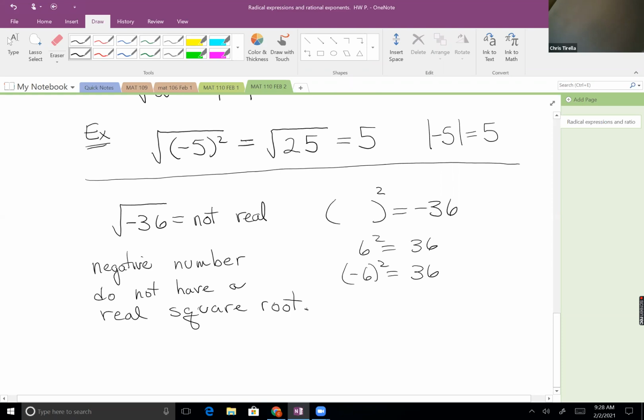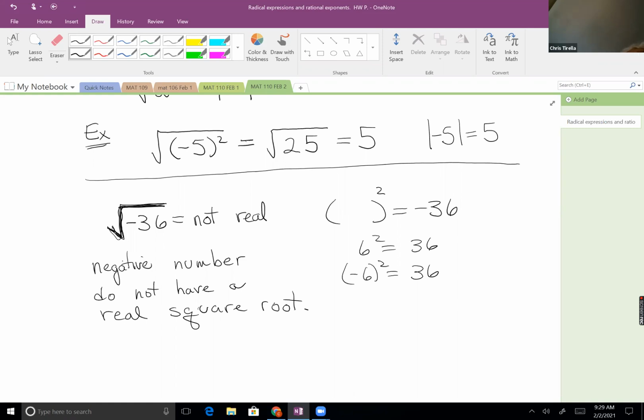Probably, maybe in a couple weeks, a month, we'll start crossing that bridge and coming up with a different set of numbers, larger than our real numbers, that were created just so that we can answer a question like that. But right now, if you're asked to take the square root of a negative number, you're going to be able to say that it's not real. Some instances, the choice might be that it does not exist. Realize, though, that's only the case for square roots. In a few minutes, we'll define other roots where you can have a negative radicand.